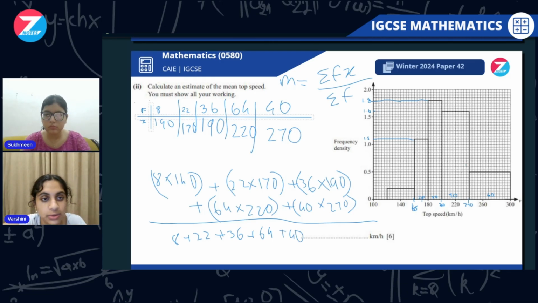So now all I have to do is put that straight into your calculator, and don't forget to put all the brackets, and you're going to get 211.75. And remember, for the mean, you can't round anything off. You have to write the entire value.